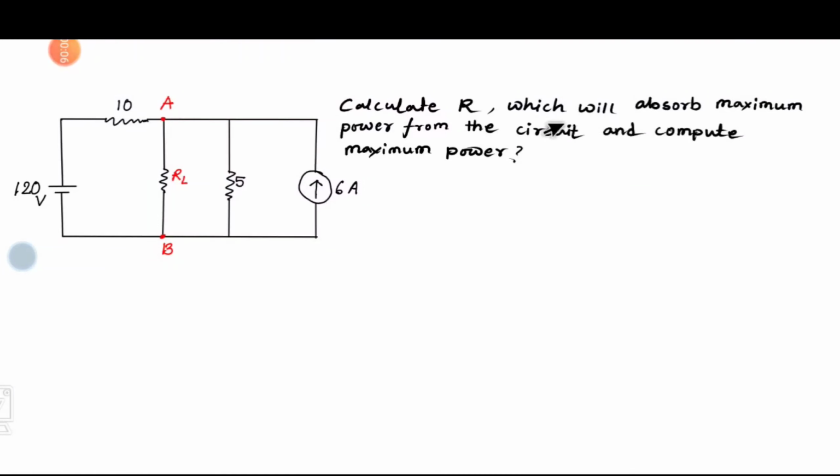Now look, this is our question. We have to calculate R, that means the load resistance, which will absorb maximum power from the circuit, and compute the maximum power. We will compute maximum power by using the formula P equals V square by 4RL, or V square by 4R EQ. Here EQ means the total equivalent resistance.